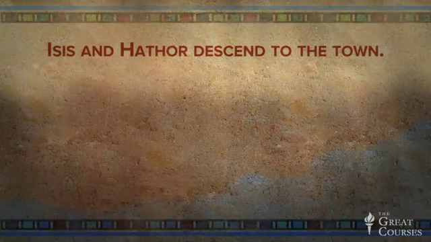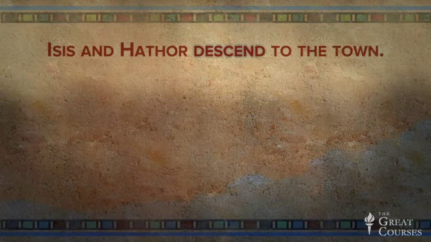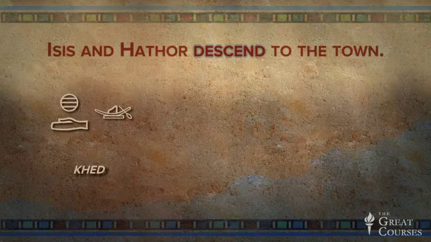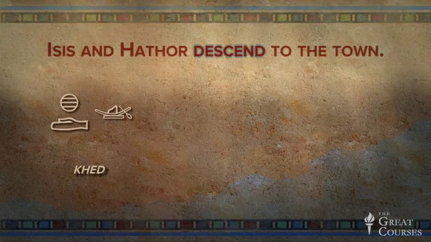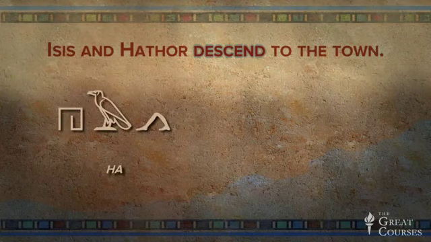The first sentence was, Isis and Hathor descend to the town. We know we begin with the verb, but which one is descend? We have ched, but that's to fare downstream, which isn't what the sentence says. It's just descend. So we use ha, which also means to go down.